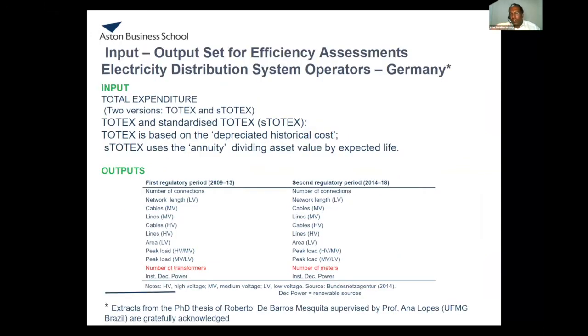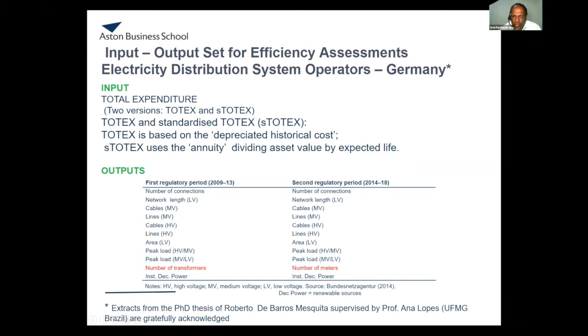Yeah, so this is one of the models which is actually used by the German energy regulator. Here at the German energy regulator, they use both DEA and SFA for efficiency work. And the input is total expenditure, which is a combination of controllable operating expenditure and capital expenditure. They define TOTEX in two different ways. And as you can see, the outputs have differed slightly over two regulatory periods, and there are about 11 outputs used by the regulator as part of their model.